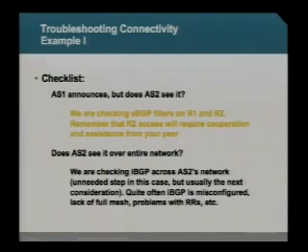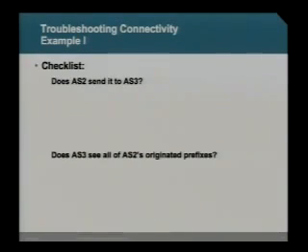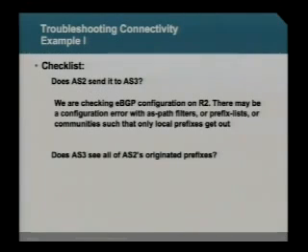Okay, so check that the iBGP is working properly. It could be lack of full mesh, incorrectly configured route reflectors, anything like that. Does AS2 send it to AS3? In this case, we're checking the eBGP configuration in router 2. There might be a configuration error with the AS path filters or the prefix lists or communities such that only local prefixes get out. And that can happen quite often. Somebody may have forgotten that they're providing transit to AS1, and go, oops, I didn't update the filter. Or it could have been a typo or anything.